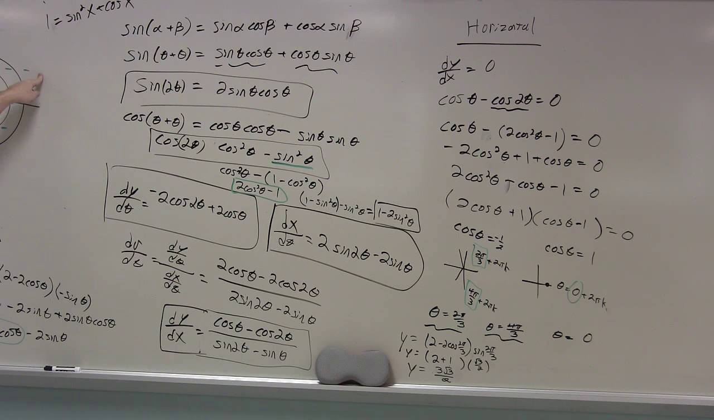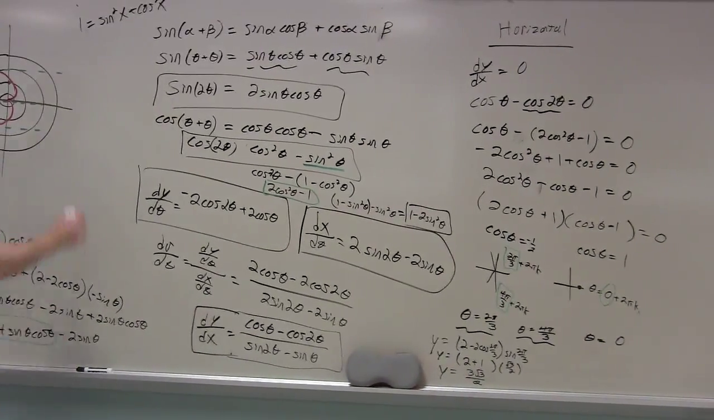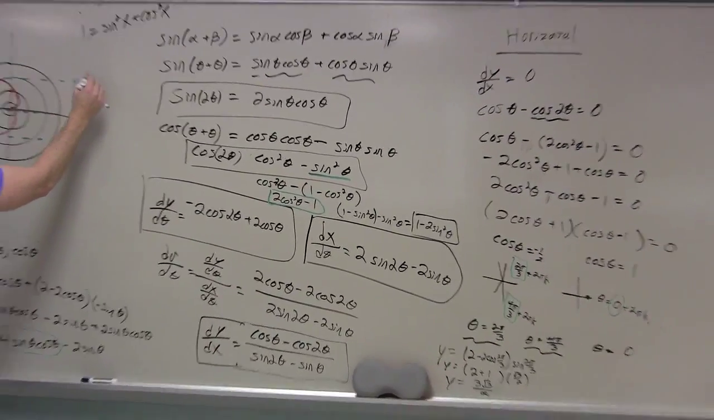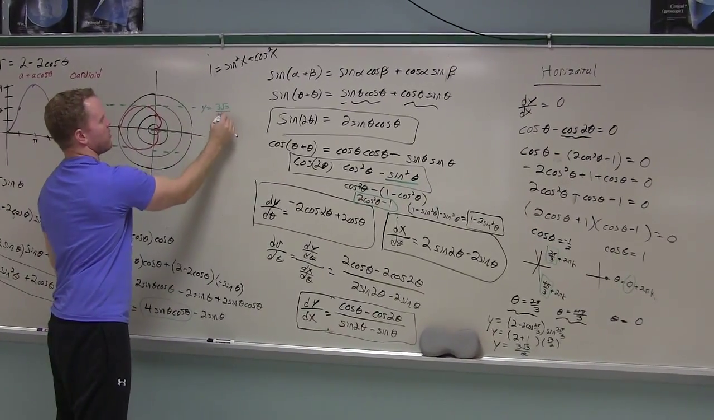Nice job of checking your answer to see if it's reasonable, Giles, and realizing that something was wrong, and therefore going back and finding your mistake. Yay. Thank you, Mr. Rose. The tangent line just seemed totally unreasonable. So this is y equals 3 root 3 over 2.